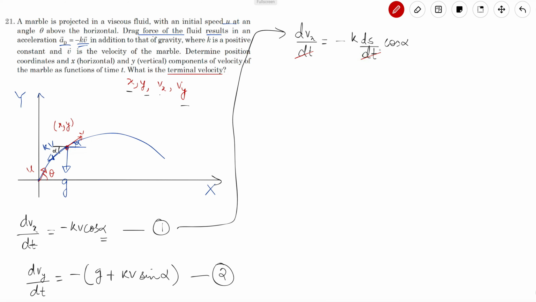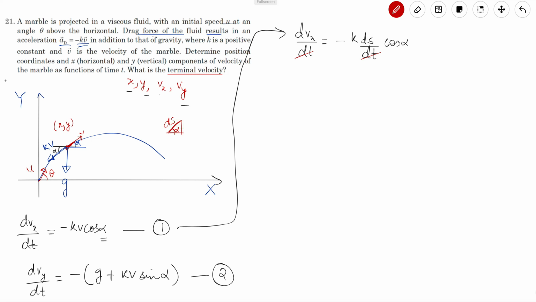And now what is ds cosine alpha? We can observe this. Basically ds is this elementary distance, which I'm drawing here, and alpha is this angle.